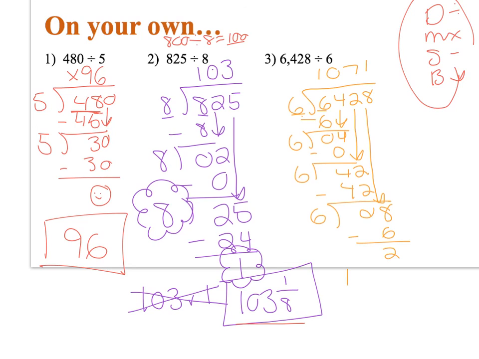My solution is 1,071. 2 will be my numerator, so 2. My denominator will be 6. I will accept that as an answer. However, if you chose to simplify this, you may have recognized that 2 and 6 have a common factor of 2. 2 divided by 2 is 1. 6 divided by 2 is 3. And so my final answer simplified would be 1,071 and 1/3. Either of these would be acceptable solutions.